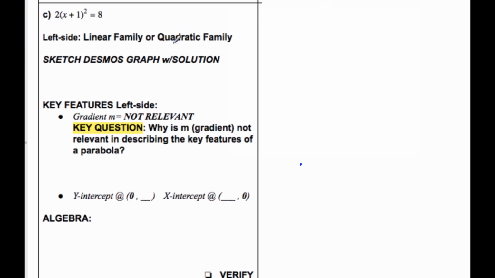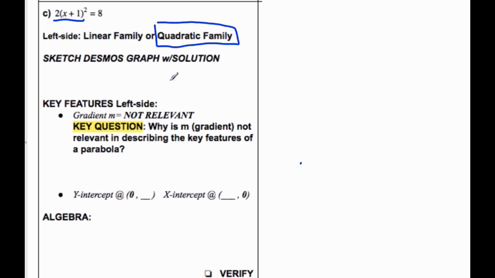Okay, so we're on to another puzzle here. If I look at the left side of the equation, 2x plus 1 squared equals 8, because there's a squared here, that means it is a quadratic family. That is a key to being a quadratic family. And so if we were going to find the solution to this scenario with Desmos, let's do it graphically.